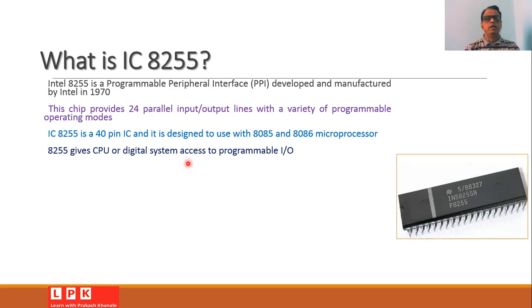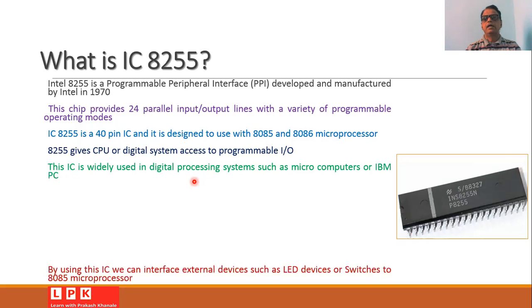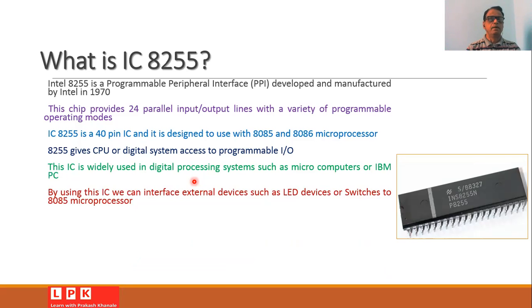This IC gives the CPU or digital system access to programmable I/O. That is, whenever we want to interface external devices such as a switch, LED, or 7-segment display, such interfacing is possible through the IC 8255. This IC is widely used in digital processing systems such as microcomputers, and one can find that it is used in the IBM PC. By using this IC, as I told you, we can interface devices such as light emitting diodes, switches, or LED display devices to the microprocessor 8085.